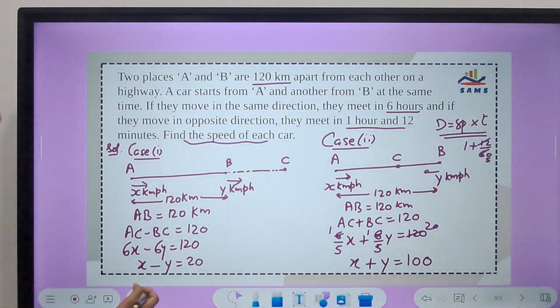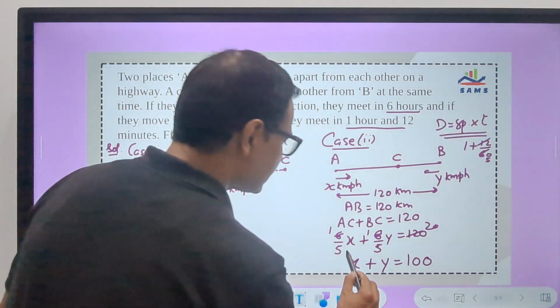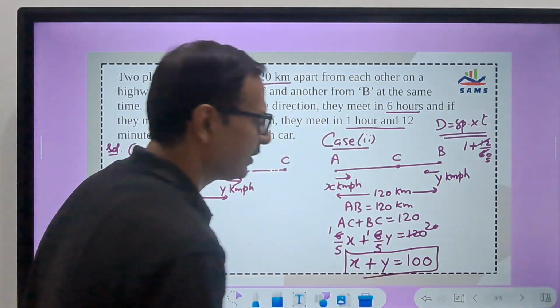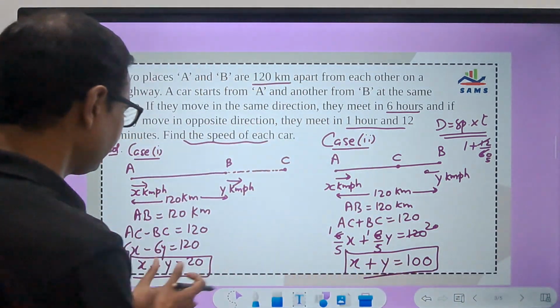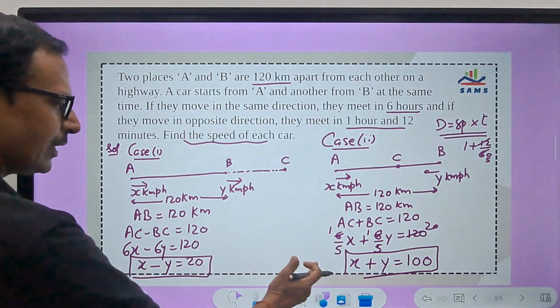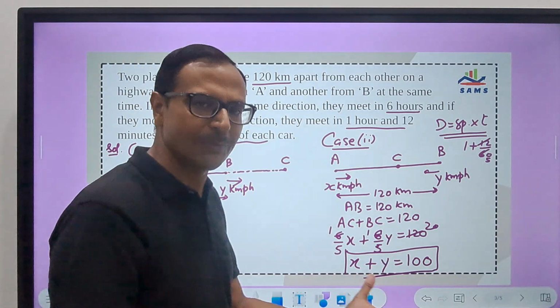Now look at the equations which we got. X minus y is 20 and x plus y is 100. Can you solve those equations? Very easy, right? You just have to add them. So y will get cancelled, 2x will be 120, so x is 60. And if x is 60, y is 40.